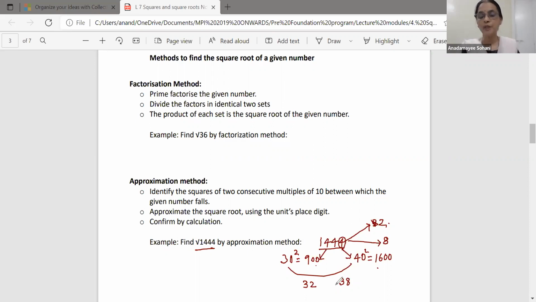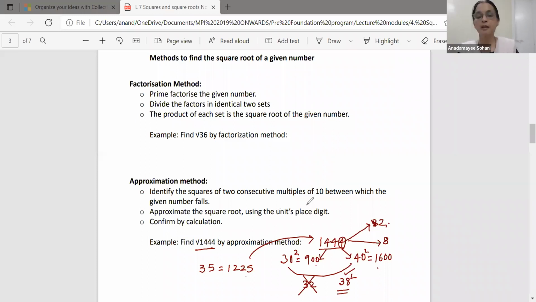But I have one more step. I know my square of 35. I can very easily find my square of 35 is 1225. And 1444 is greater than 1225. So it cannot be the square of 32. So the only option left with me is 38. And therefore 1444 is 38 square. Let me repeat it once again.